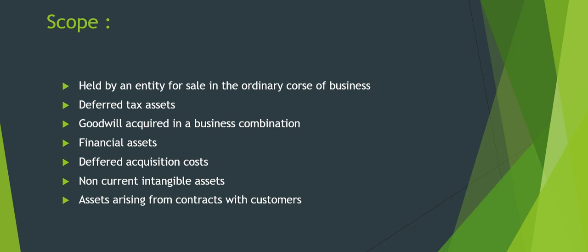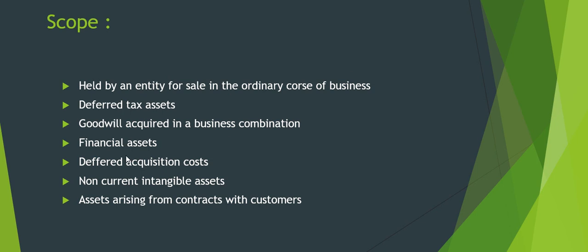A deferred tax asset arises when you pay more tax than the estimated amount. For example, you estimated your tax to be 50,000 to the government, but you paid 80,000. This extra 30,000 is not estimated, it is more than the estimated amount, so that is considered a deferred tax asset. All this is not considered under the standard. Nor are lease agreements, or goodwill acquired in a business combination. When two businesses combine together, extra goodwill arises, and that is not considered under this standard.